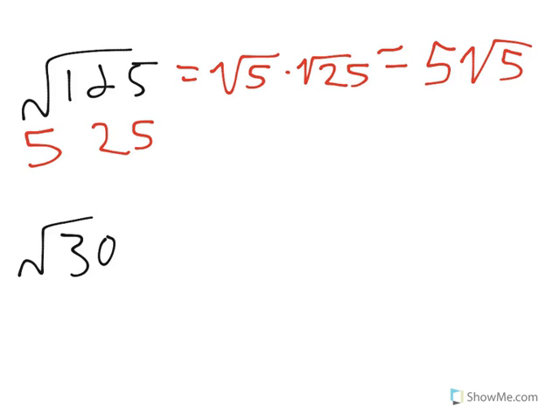Simplifying the square root of 30 cannot be done. This is because there are no square factors in the factors. So if we started listing off its factors, we have 2 and 15, which would become 3 and 5. Those are prime numbers, so they have no square factors. Therefore, the simplest way to write the square root of 30 would just be the square root of 30.